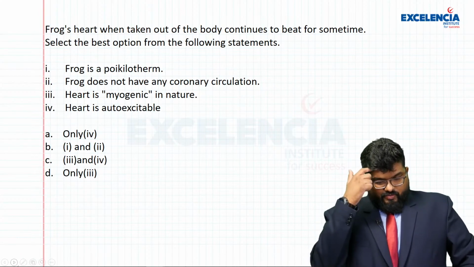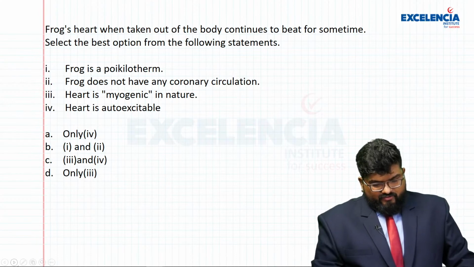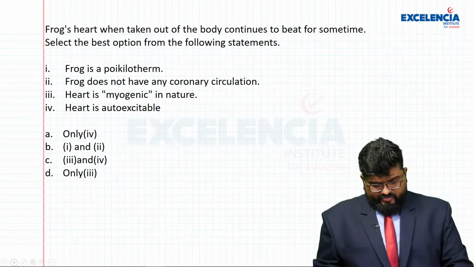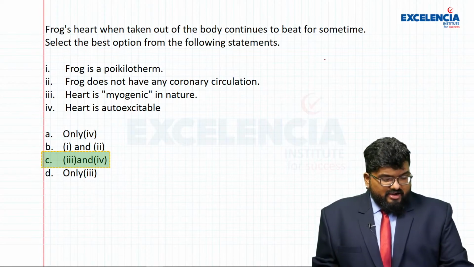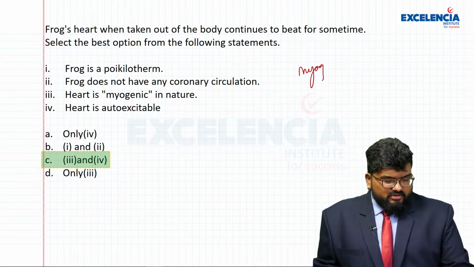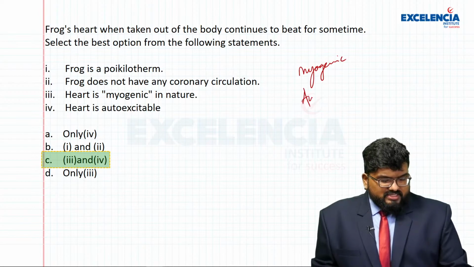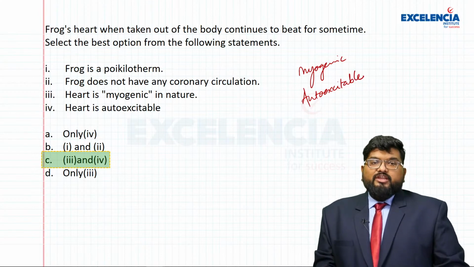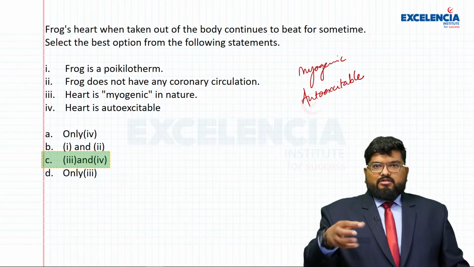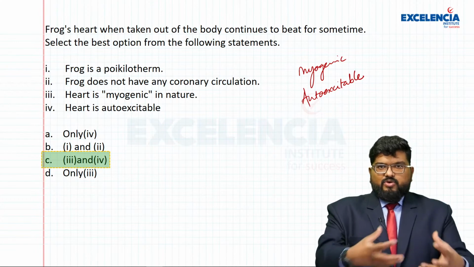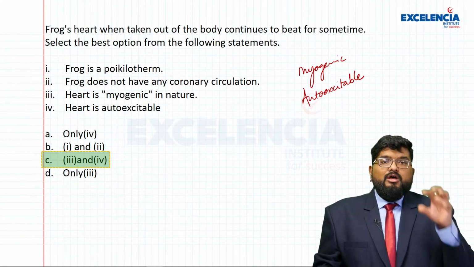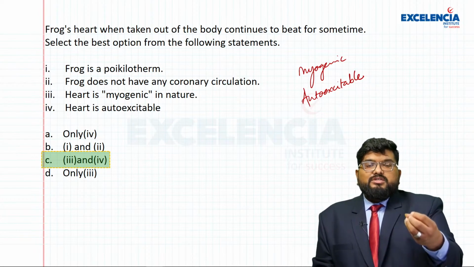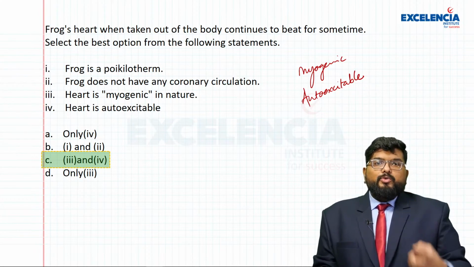Frog's heart, when taken out of the body, continues to beat for some time. Select the best option. Let's just jump on the answer. Heart is myogenic and autoexcitable. What do you mean by myogenic? Genic, genesis of something, formation of something. But formation of what here? Formation of the signal for the heart to beat.